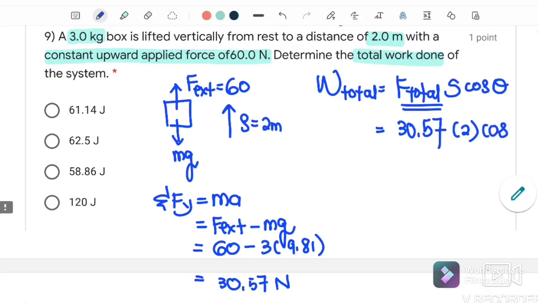Cos theta, where the angle is equal to 0 because F net is moving upward and our displacement is also moving upward, so it's cos 0 degree. So finally, the total work we will get is equal to 61.14 joule. So the answer is A.